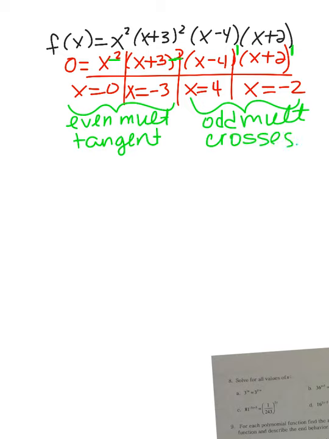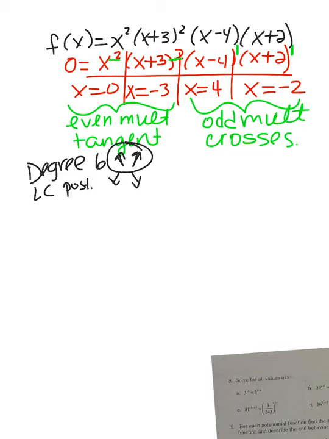Okay, I also need my leading coefficient and the degree. So the degree of the polynomial is 6. Remember, when the degree is even, it either goes up, up, or down, down. My leading coefficient is positive, so it means it's going to be up, up.